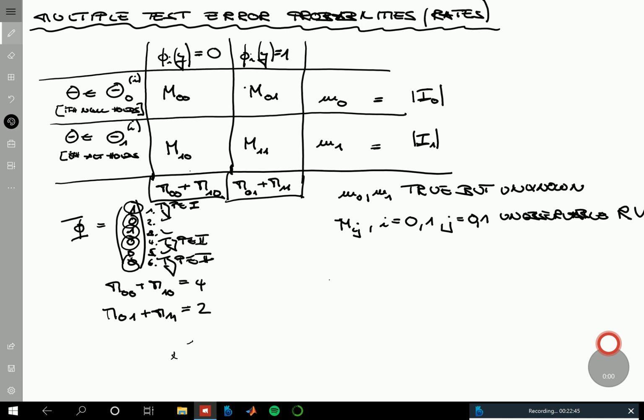So this is the scenario. In the script you see that again, that's also written in both forms. So M00 is the number of tests for which the null hypothesis holds and the test accepts the null hypothesis, and so on. So again, these are unobservable random variables, but the sum M00 plus M10 is an observable random variable, as we've just looked at. And M01 plus M11 is also an observable random variable.